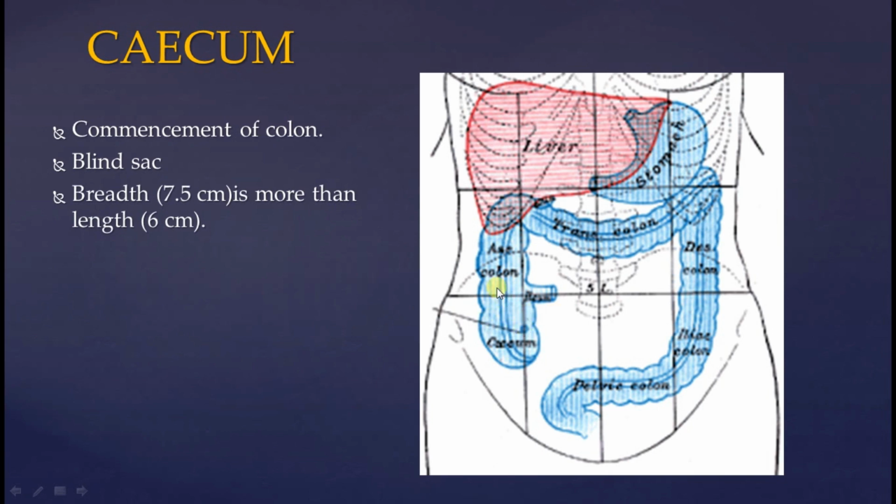The breadth is more than the length. It is one of the organs where the breadth, the transverse measurement, 7.5 centimeters, is more than the vertical measurement. One more organ you can tell, for example, is the prostate gland. That also has a transverse measurement which is more than the vertical measurement. The caecum is situated in the right iliac fossa, which is bounded by the transtubercular plane above and the right lateral plane medially.